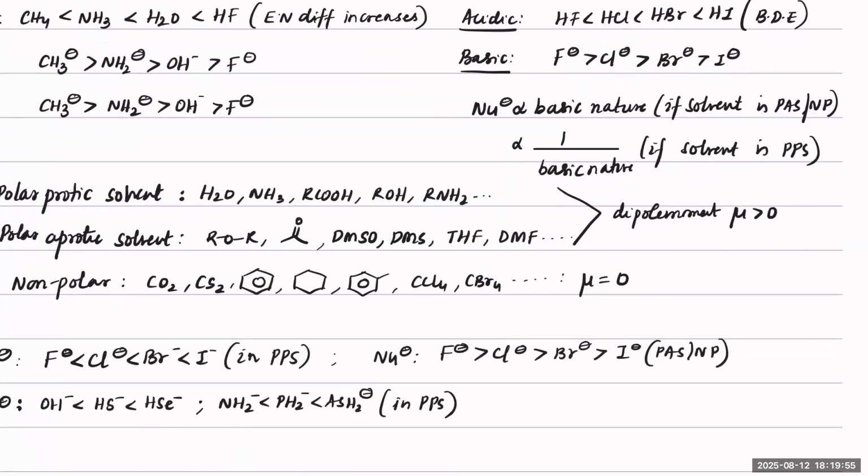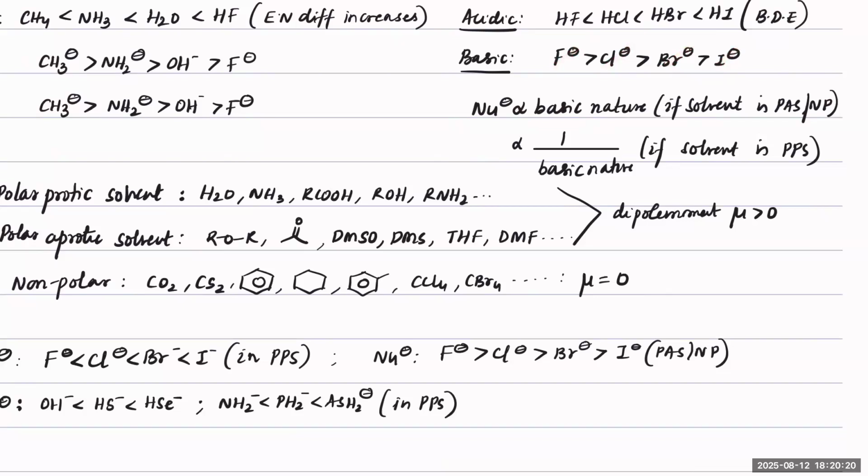But nucleophilicity, whether it follows or not, depends upon what solvent you are using. If the chemical reaction is being done in a polar aprotic solvent or non-polar solvent, then nucleophilicity will follow the basic order, which means F minus is a strong nucleophile, then Cl minus, Br minus, and I minus.